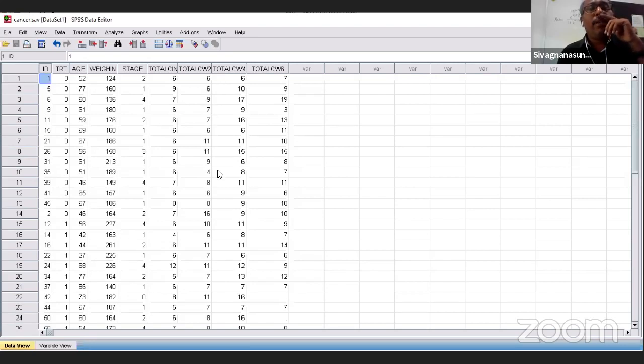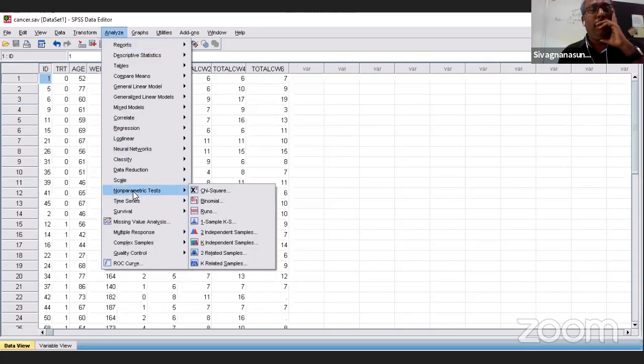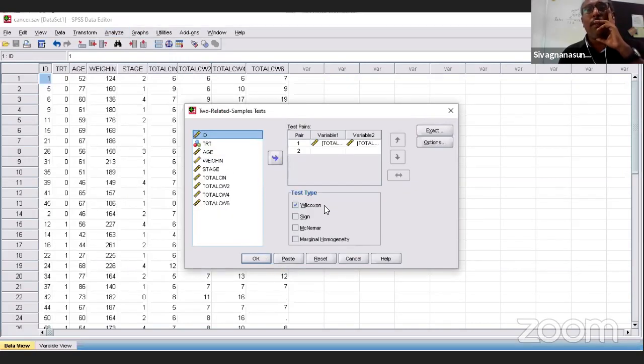Is there a significant difference in the rankings? That is what we are interested in. If you are comparing only 2 weeks, it is similar to the paired t-test. So how do you do that for categorical data? It is a non-parametric test. Under 2 related samples, you have the Wilcoxon test. Wilcoxon is the default test.